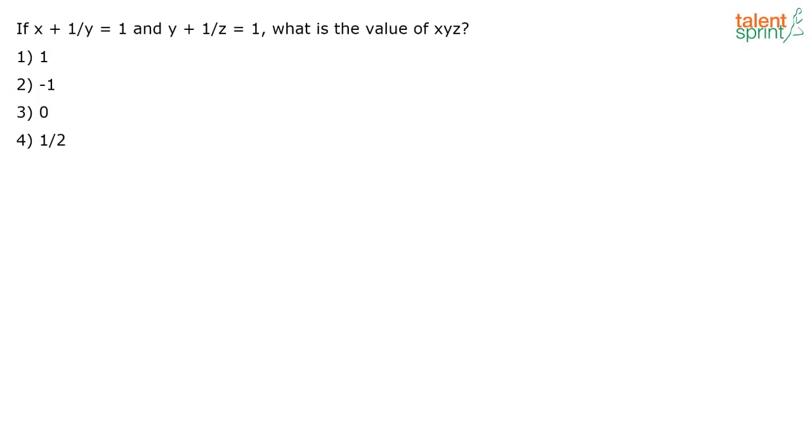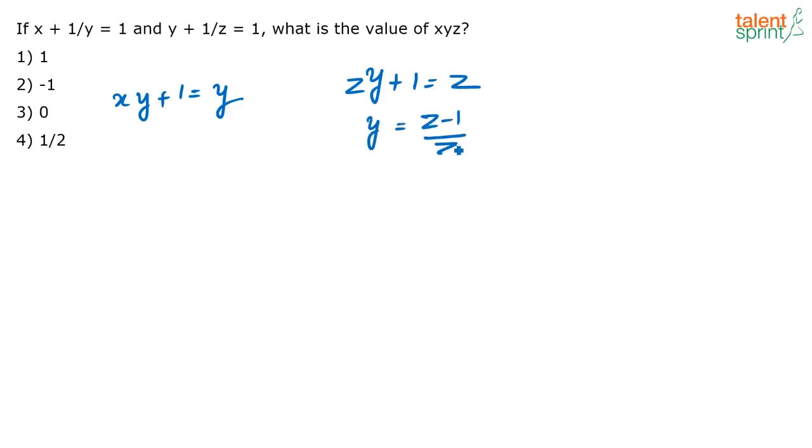Next one. Again, you have to find out the value of x, y, z. So I know x plus 1 by y is equal to 1, or I can write the first equation as xy plus 1 is equal to y. Similarly, I have y plus zy plus 1 is equal to z, or from here I can say y is equal to z minus 1 by z. Try to put this in the first equation. What will I get?